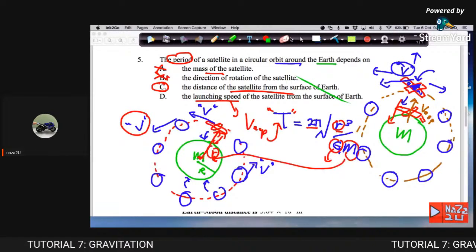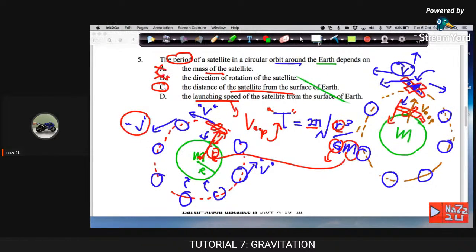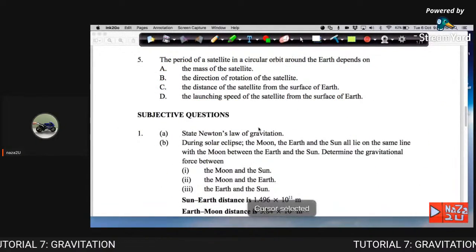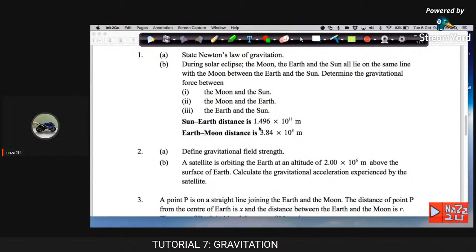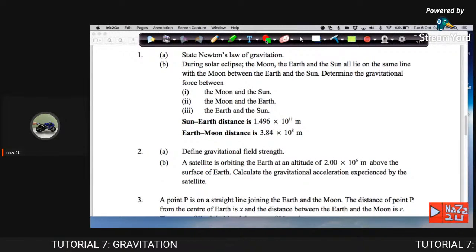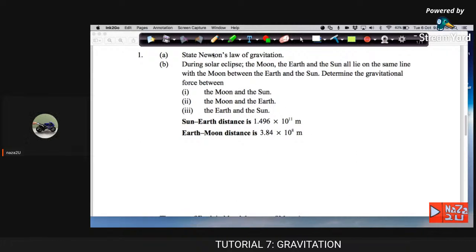Okay, so this is question number 5 about the satellite in a circular orbit around the Earth. So finish for objective question. Continue to the subjective question. So first look at the question number 1. Right, question number 1. State Newton's law of gravitation.